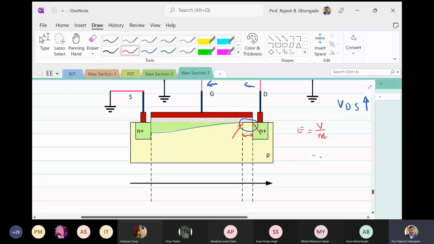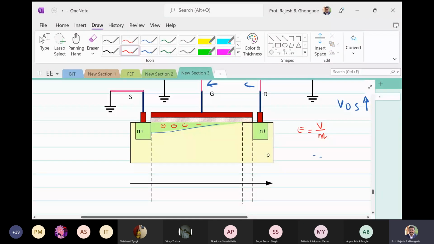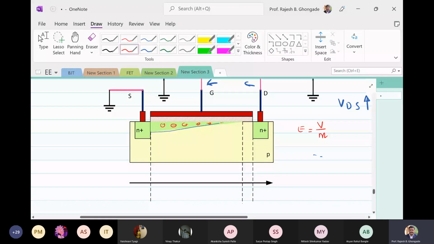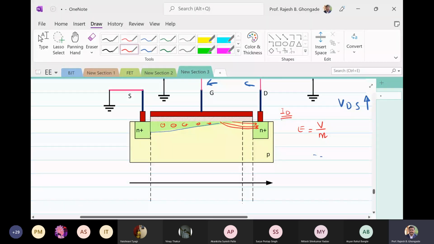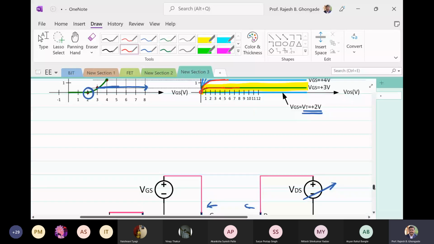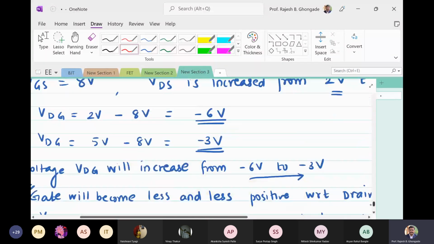Because of this very large electric field, the electrons which are coming over here will be drawn into this region because of this very high electric field. And still your drain current is going to flow. But the drain current is not going to increase further even if you increase the value of VDS. This is the pinch off phenomenon in the MOSFET.